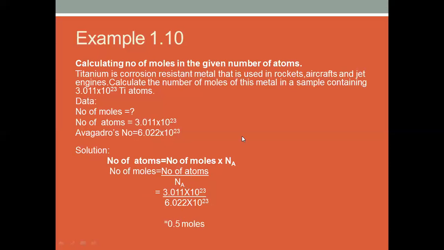The number of atoms given is 3.011 × 10^23 titanium atoms. And Avogadro's number, I told you this value you have to learn. By dividing these values you will get the answer 0.5 moles. Very easy.